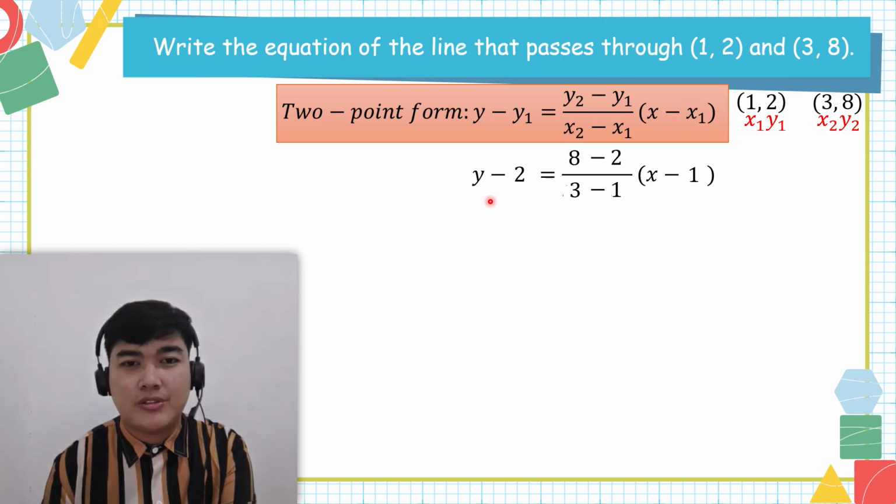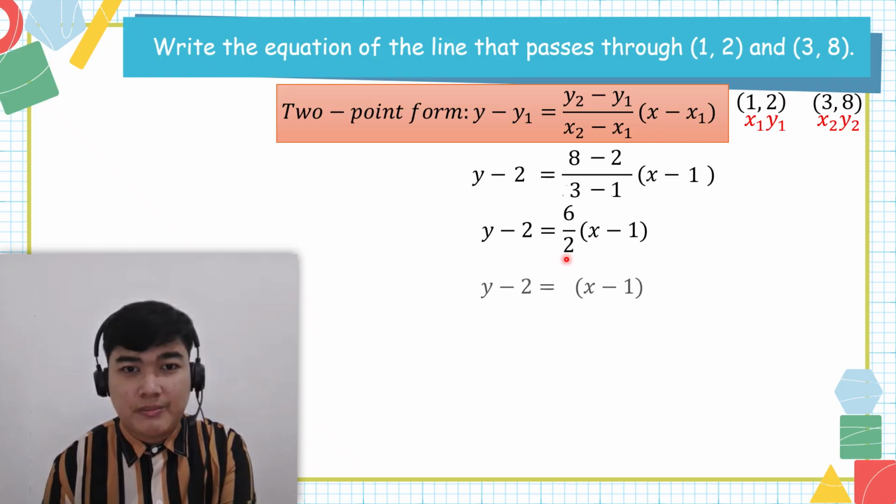All we have to do is to simplify this part first. So we will copy this, y minus 2 equals, and then we will simplify this. 8 minus 2, the answer is 6. 3 minus 1, the answer is 2. We will copy the last part, times the quantity x minus 1. We can still simplify 6 over 2 because 6 divided by 2 is 3. So we come up with y minus 2 equals 3 times the quantity x minus 1.